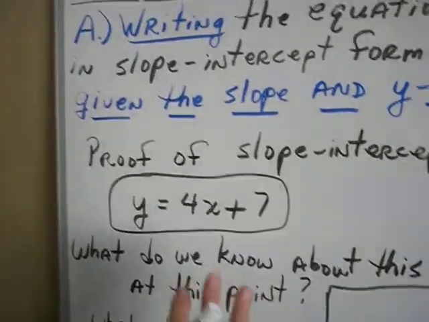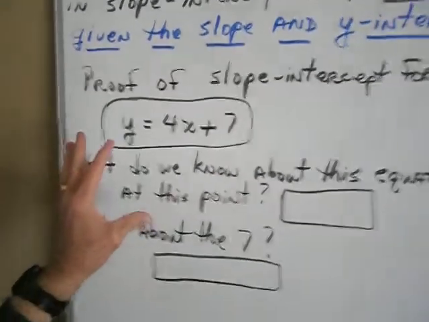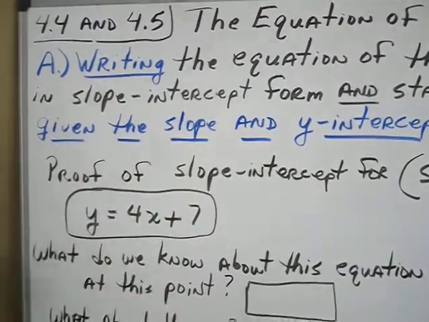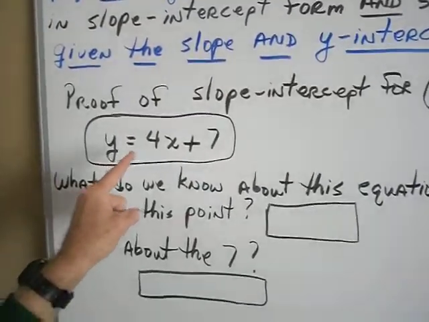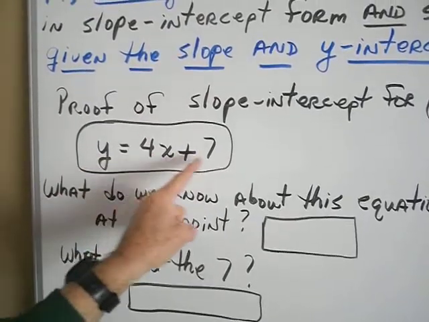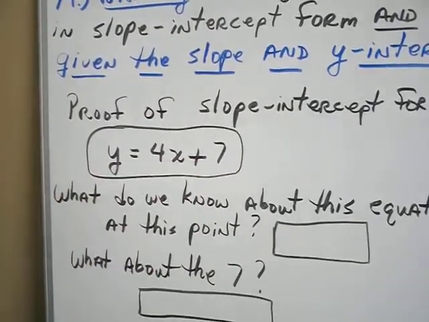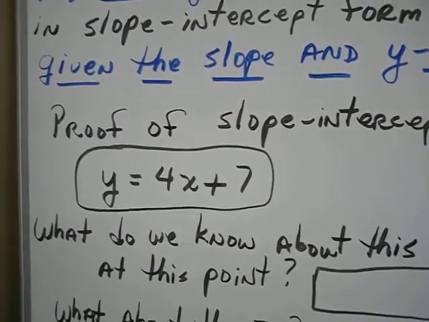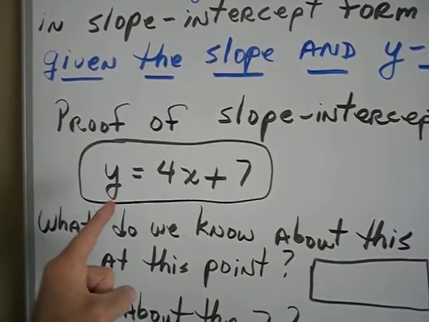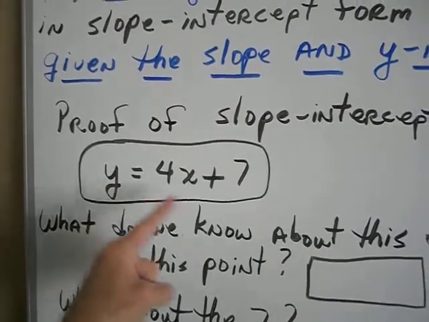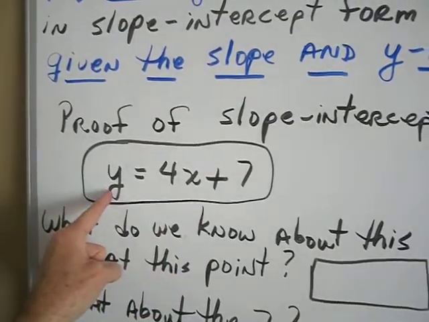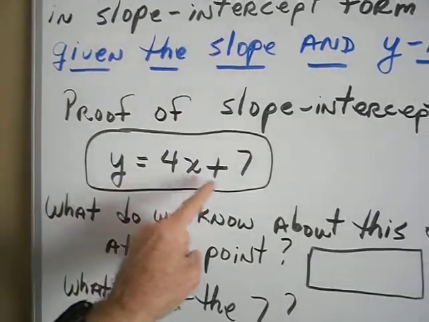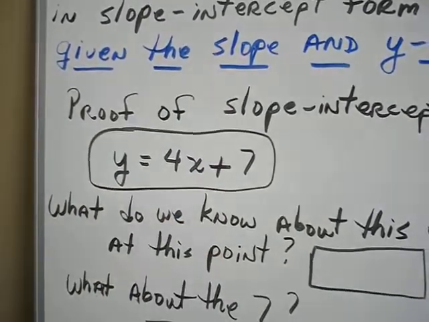So here is how we want to begin this so we can identify slope-intercept form. We want to begin by looking at this equation right here. This equation should somewhat look familiar to you in terms of what we've already been able to identify by an equation that has been solved for y. So let's begin. y is equal to 4x plus 7.